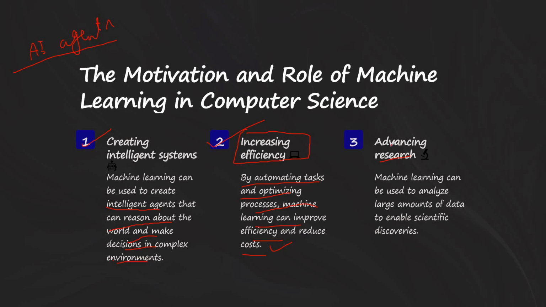The third one is advancing research. When we are talking about machine learning, there is more and more research going on in our day-to-day life, some of it like dialogue systems, as well as machine learning algorithms which are used to predict diseases, and algorithms used for the prediction of space events. So we can say that machine learning algorithms can be used for advanced research as well.